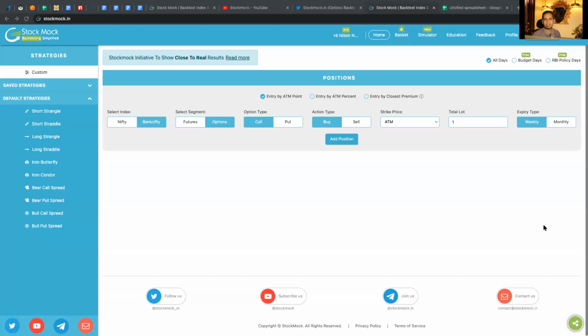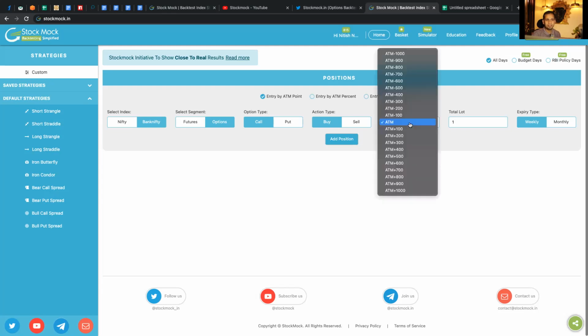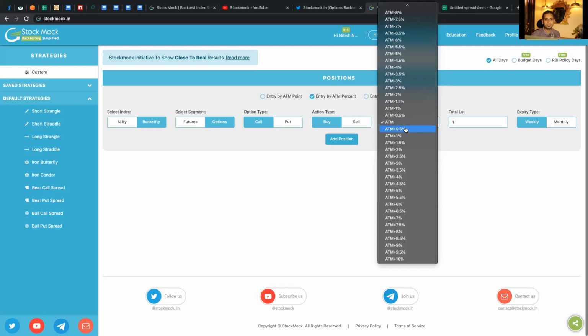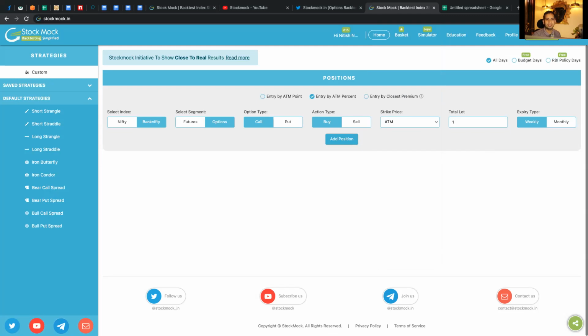I hope you can see the screen now. Okay, so this new feature that has been added is here, entry by ATM percentage. Earlier, there was also the feature entry by ATM points, which means you can select a specific ATM plus minus 200 points away. And with this ATM percentage, you will see these new options, like you can select ATM plus 0.5%, and then plus 1%, 1.5%, whatever you want to choose.